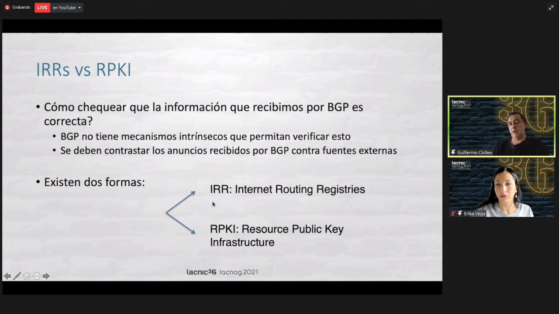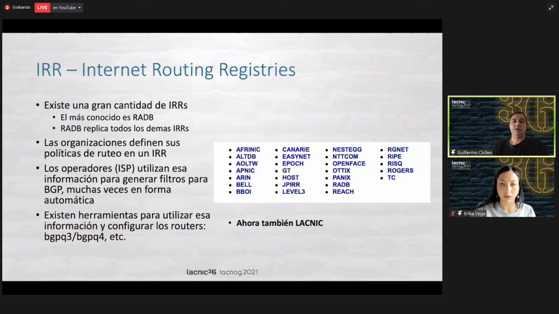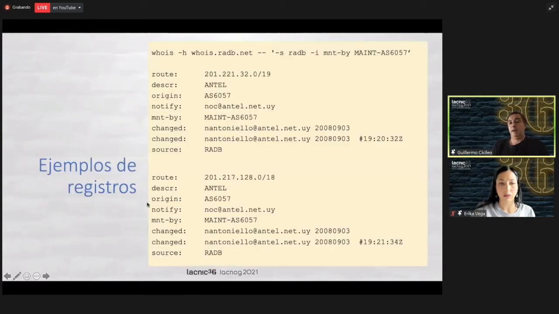What are these? IRR are external databases that permit me, when I receive updates through BGP, to check against this database to see whether those updates are correct or not. So the internet routing registries are an older mechanism that has existed for many years, since the 90s. There are many databases. LACNIC has its internet routing registry, and the operators use that information to generate BGP filters, sometimes, very often, automatically. There are tools such as bgpq3 or 4 to configure the routers.